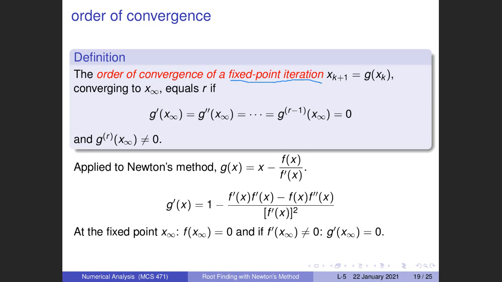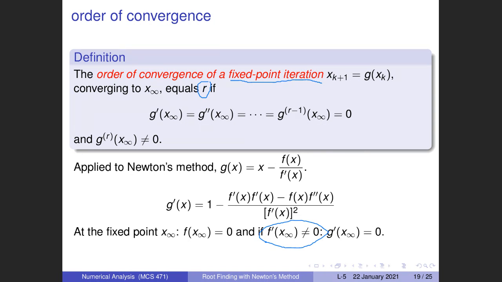So we actually can define the order R by saying that the first R minus 1 derivatives of the fixed point iteration equal 0. And we can apply this to Newton's method and observe that at the fixed point, the derivative is actually 0, provided, and there is a big if statement here, that the derivative at the root is different from 0. Otherwise, we can't do this. So Newton's method converges quadratically.